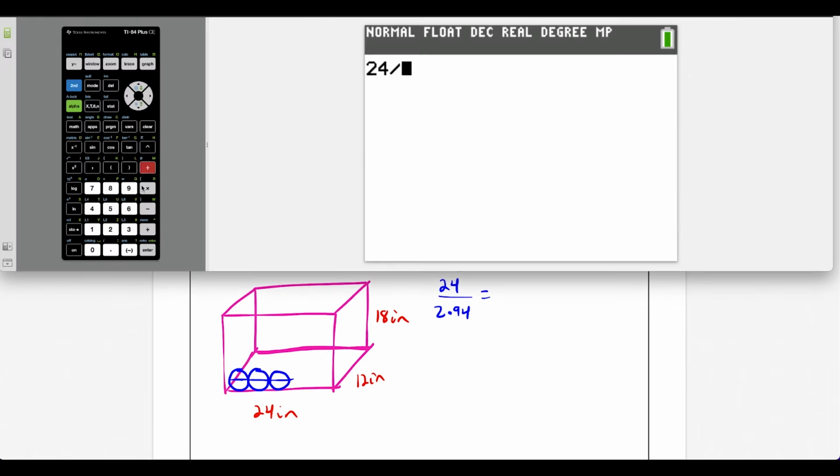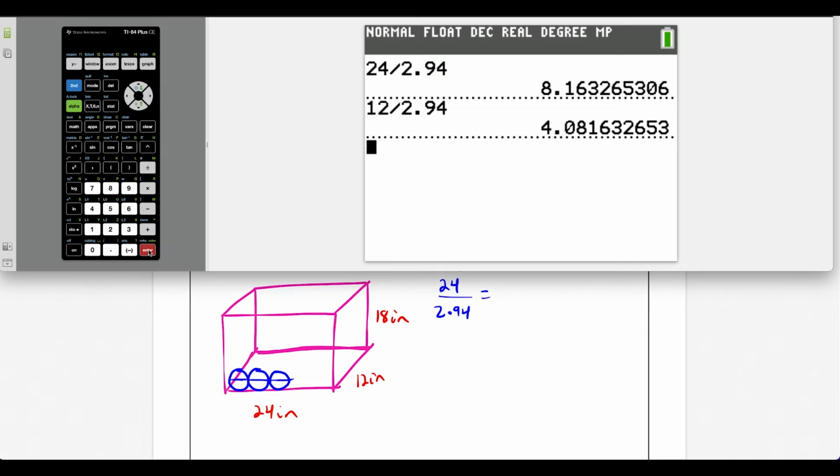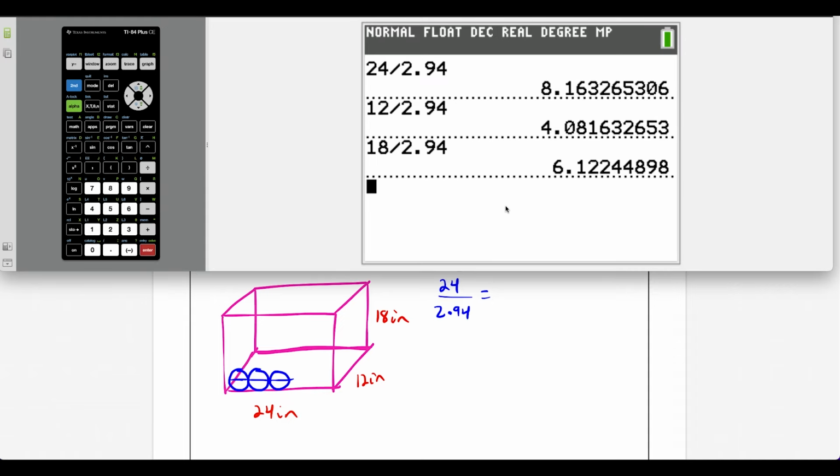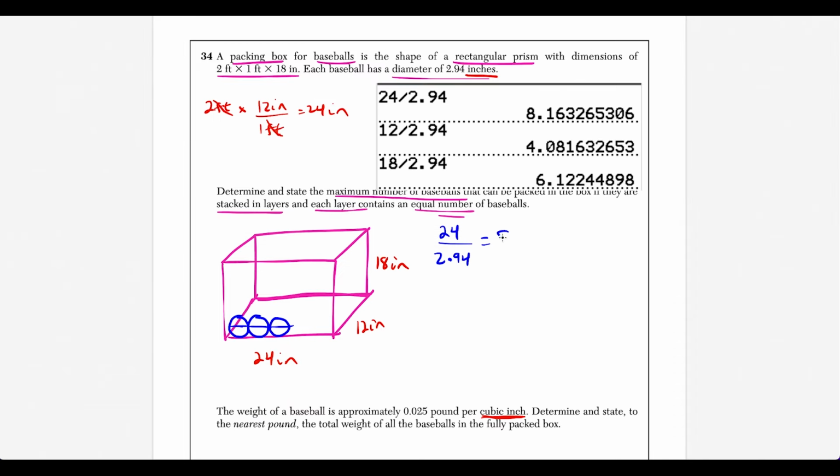We have 24 divided by 2.94, and then that's going to give us this value here. We have 12 divided by 2.94. So that's our width. And then the last one here, we're going to divide the height, 18 inches divided by 2.94. And that's going to give us this value here. So now we'll record these all. We have 8.16, and this goes on. But let's think about this very carefully. We can't have 0.16 of a baseball. We're not going to cut these baseballs and have a fraction of them.